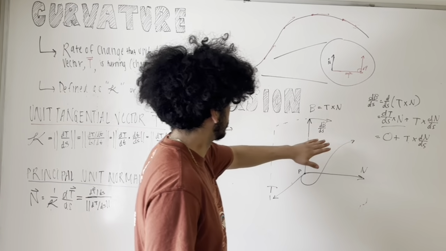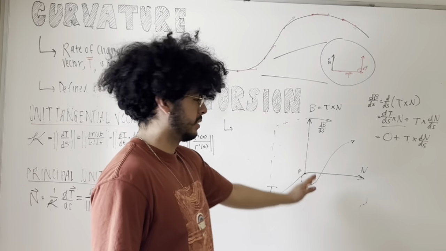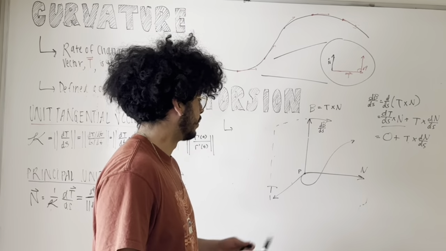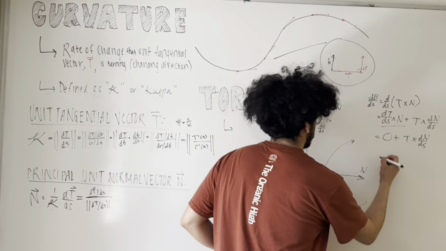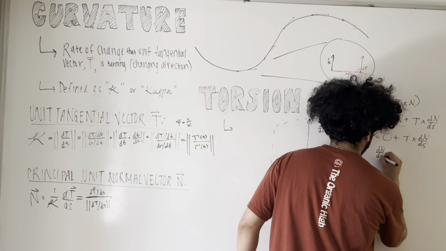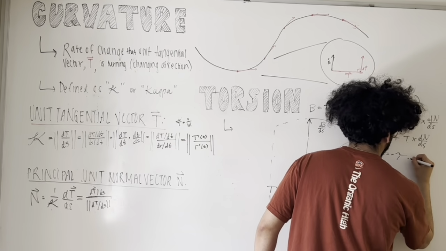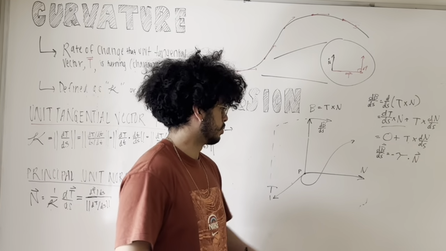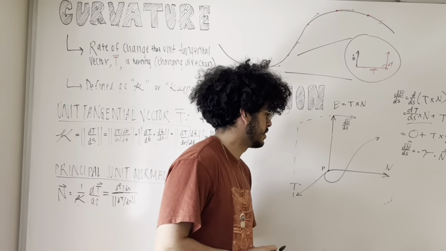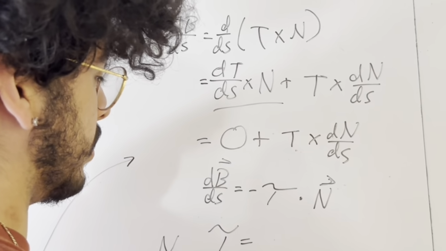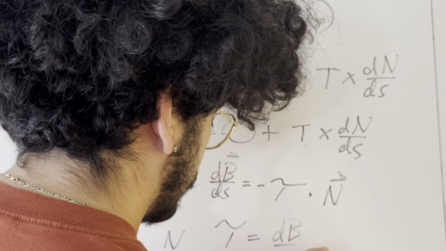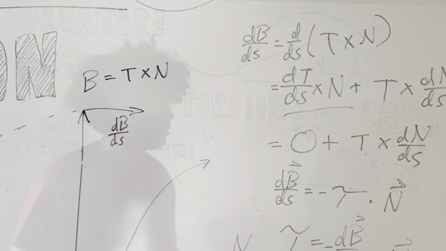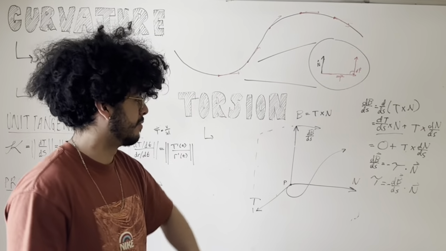Since dB/ds is orthogonal to this entire plane, B-T, we can conclude that it's parallel to N. A way we could represent this is that dB/ds is some scalar multiple of the N vector. We can represent it using this formula, tau being torsion. Torsion, we get that it is equal to the dot product of those two vectors. It represents how twisty the curve is.